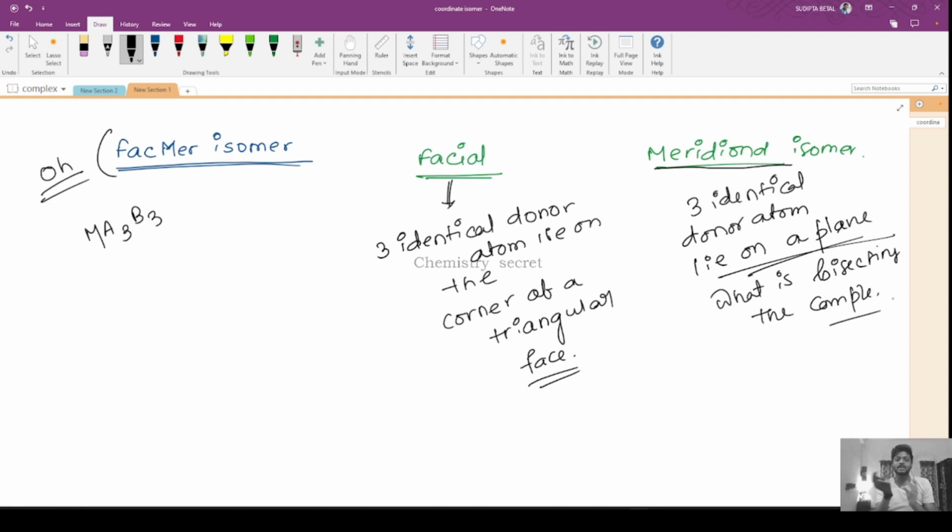In the case of a facial isomer, the three identical donor atoms lie on the corners of a triangular face. If we consider a triangular face in a complex, then the three identical donor atoms lie on the three vertices of the triangular face. And in the case of a meridional isomer, if we consider a plane cutting the complex and bisecting it, then the three identical donor atoms lie on the plane.